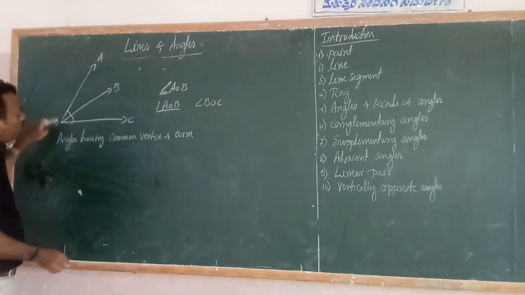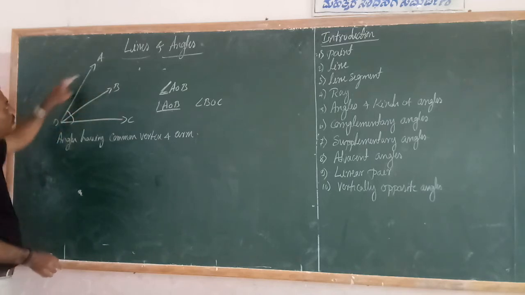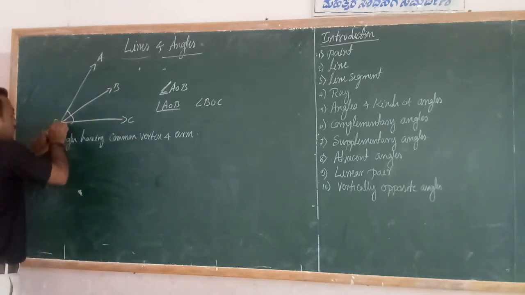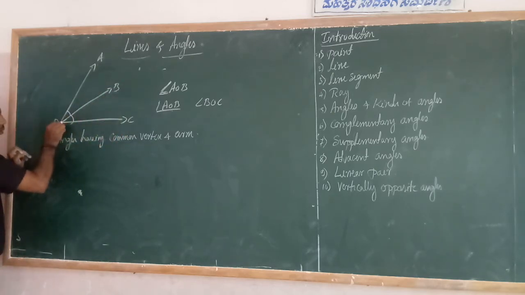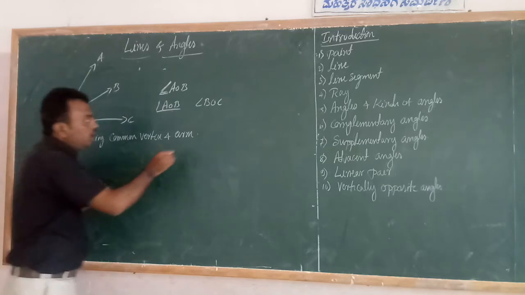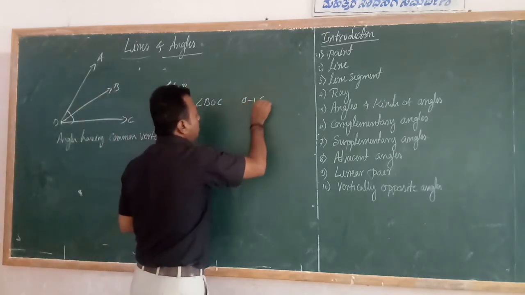See, AOB, what is the vertex of AOB? So O is the vertex. In angle BOC, what is the vertex of BOC? It is also O. So here O is the common vertex, correct?